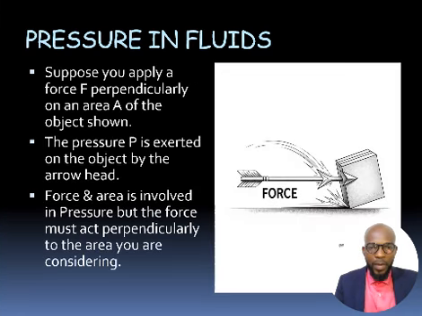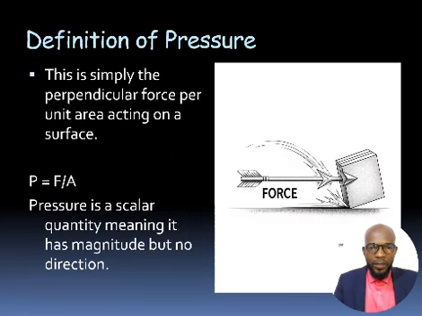Supposing you apply a force perpendicularly on an area A of the object shown, the pressure P is exerted on the object by the arrowhead. Force and area are involved in pressure, but the force must act perpendicularly to the area you are considering. This is simply the perpendicular force per unit area acting on a surface. Pressure is equal to force over area. Pressure is a scalar quantity, meaning it has magnitude but no direction.